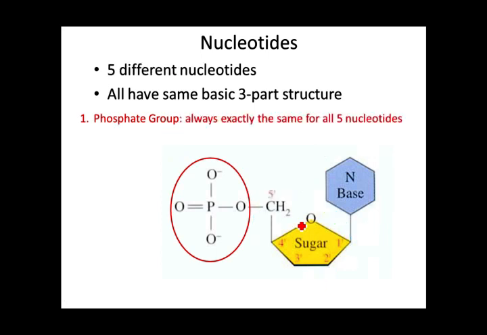Okay, so the phosphate group is always exactly the same for all of the nucleotides, and oops, it should say 8 there. That's a typo. Change that to 8. For all 8 of the nucleotides, it just has the same phosphate group, and remember, a phosphate group is a phosphorus with 4 oxygens. We often abbreviate it with just a P with a circle around it, and we'll see this later also when we come back and talk about ATP, which has 3 phosphate groups. So that's a nice shorthand for it.